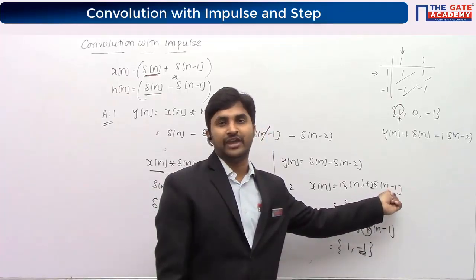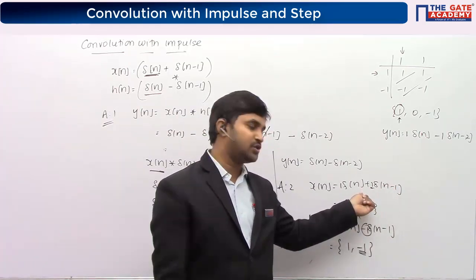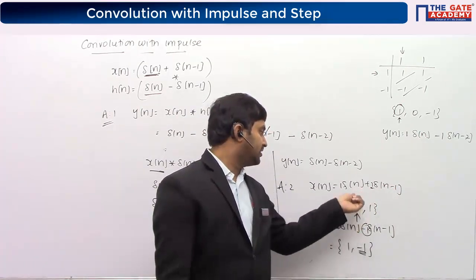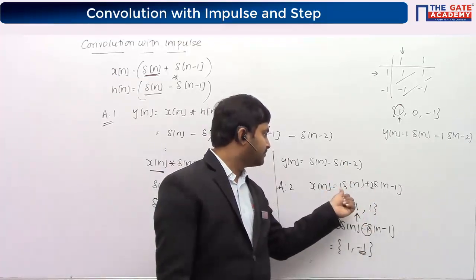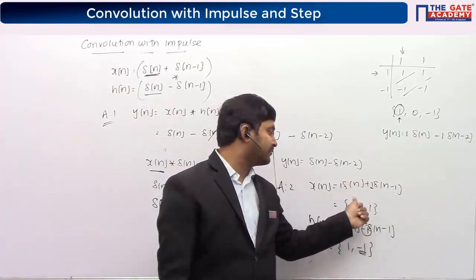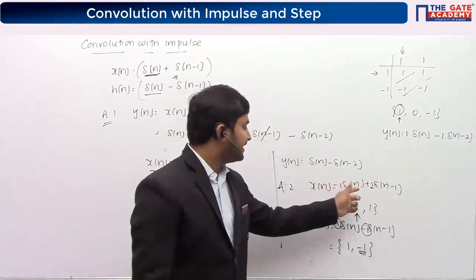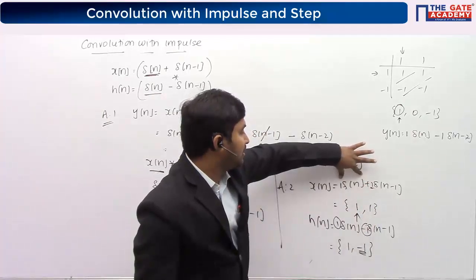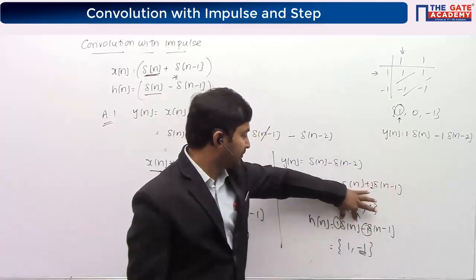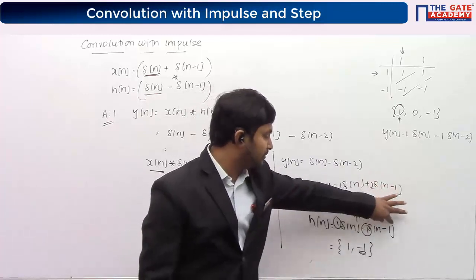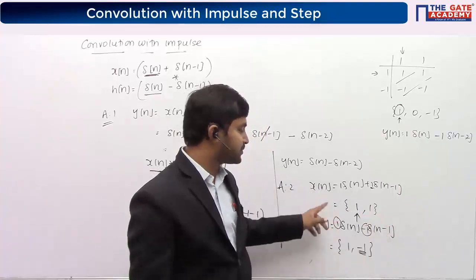So del of n minus 1 represents the impulse at n equal to 1. Del of n represents the impulse at n equal to 0, right? So therefore here it is 1 and here also it is 1. Now how to get the magnitude of it? The coefficient of the impulse is nothing but the magnitude of it, right? So similarly, we are writing in the opposite way: whenever you have del of n, we write 1 here, del of n minus 1, we write 1 here. Here it is del of n, we write 1, minus of del of n minus 1, we write it as minus 1.